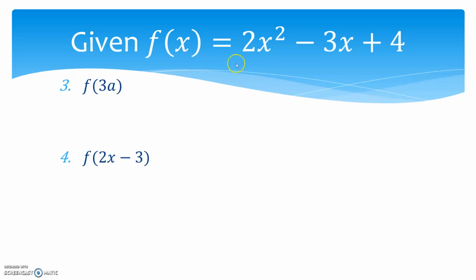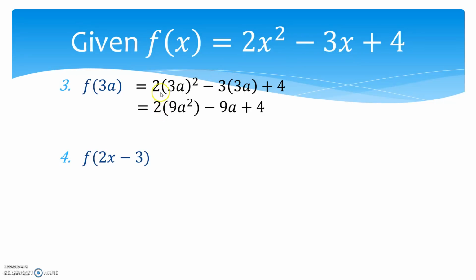This one. Let's say f of 3a. So the same procedure, kailangan ng palitan yung x natin ng 3a. So we have the square of 3a is 9a squared because that is 3a times 3a. And then negative 3 times 3a is negative 9a plus 4. So we have 18a squared because 2 times 9a squared is 18a squared. We copy negative 9a plus 4. So 18a squared minus 9a plus 4. That's the value of f of 3a.